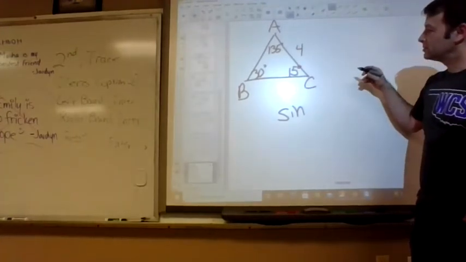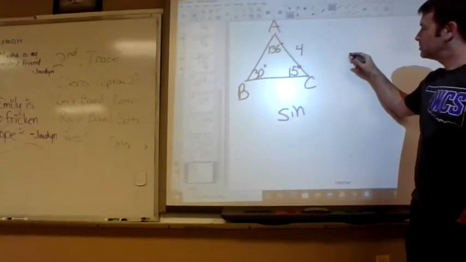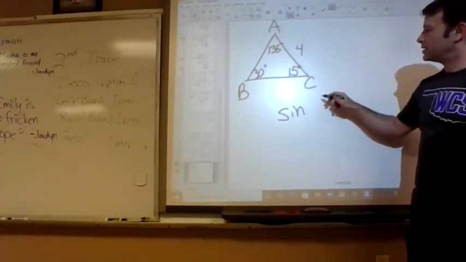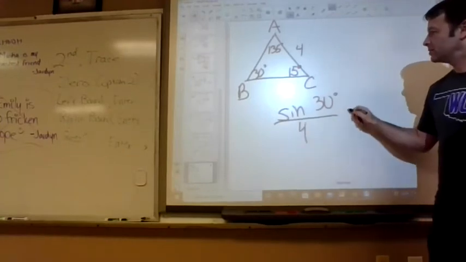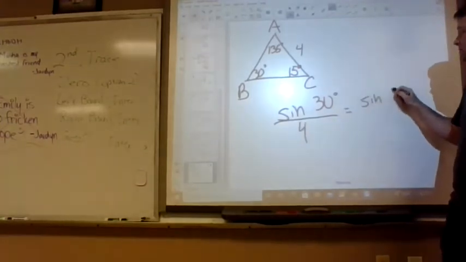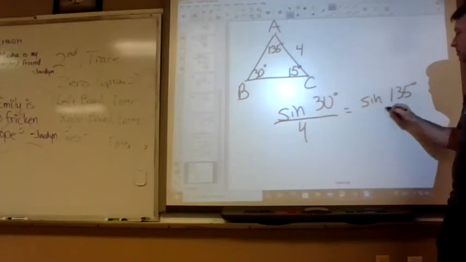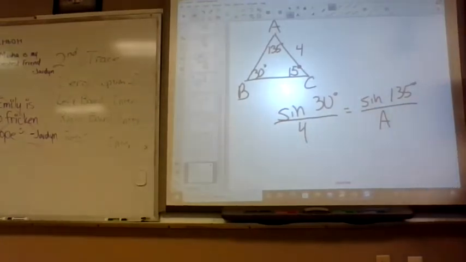Then you do sine of 30 over 4, equal to sine of 135 over A. Sine of 30 over 4. I forgot about the sines. How do you forget about the sine? That's like the most important word.